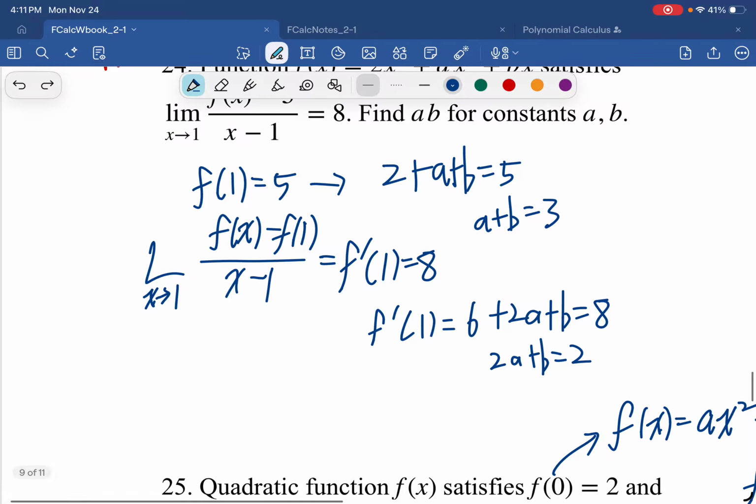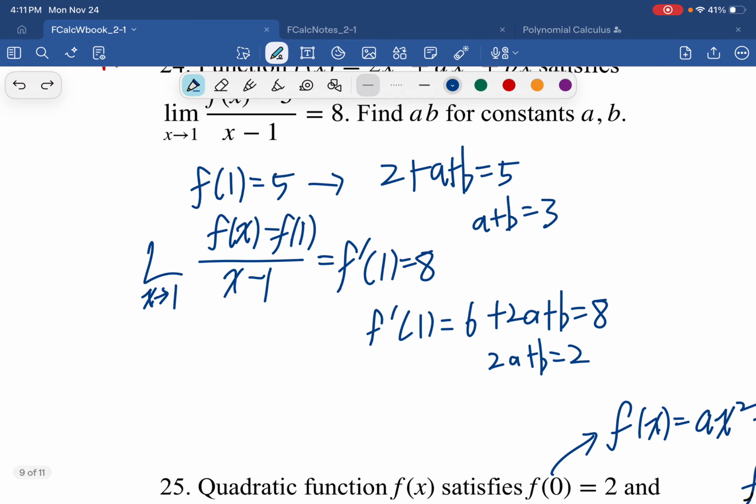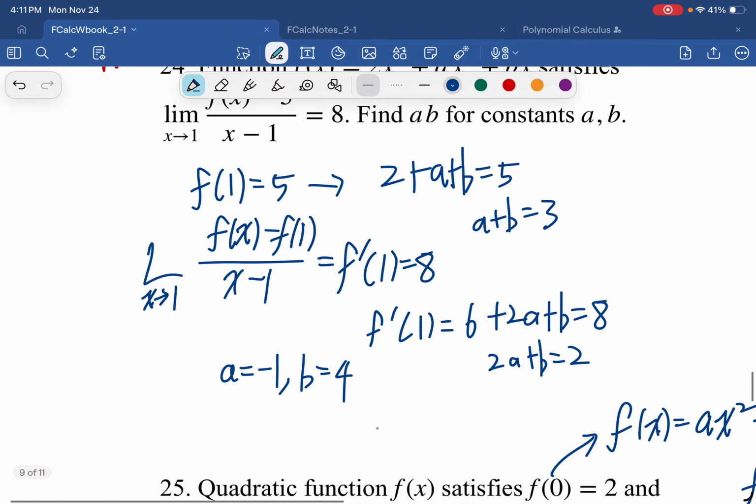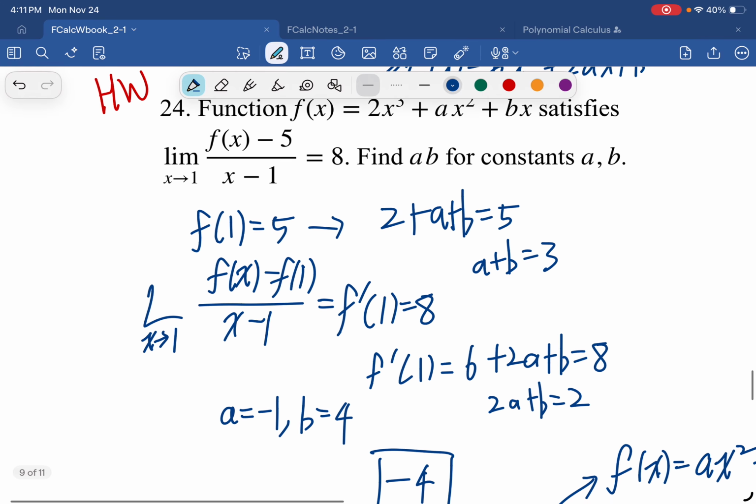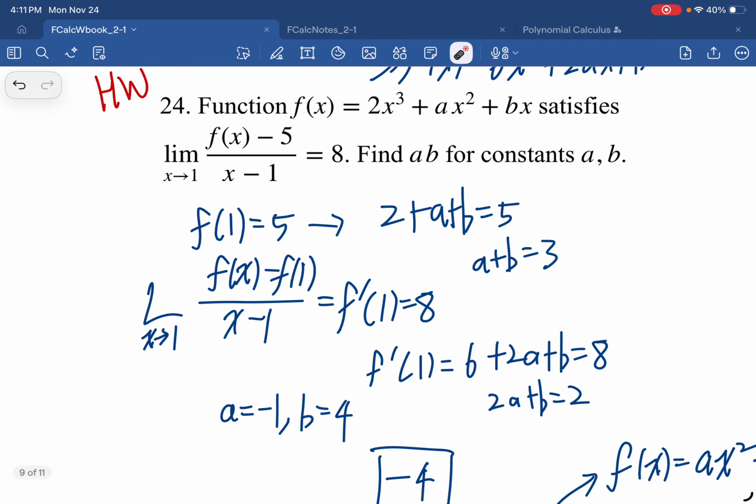And let's subtract it. So a equals -1 and b equals 4, right? Yep, so find ab. So -1 times 4 is -4. So that would be your answer for 24, right? So the important lesson here is that you always want to go back to a limit and see if you can extract an additional equation here.